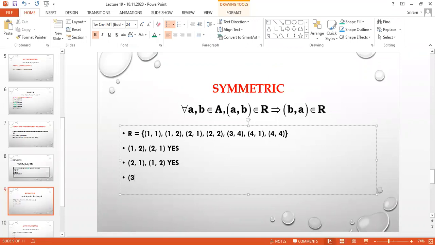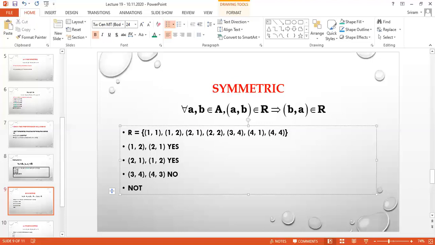I am going to take 3, 4. What is the opposite pair? 4, 3. When I check here, I am having 4, 1, I am having 4, 4. There is no 4, 3. Shall I write no? We don't have 4, 3. So if I say no, immediately I can write the answer as not symmetric.